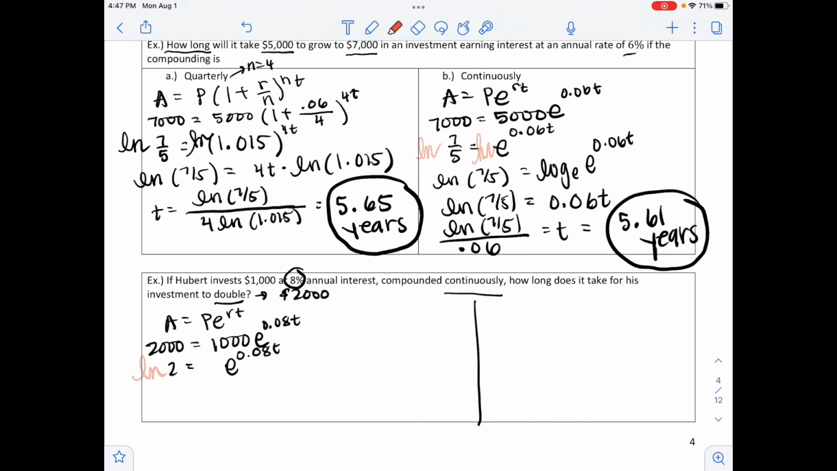Again, just like what we did before, taking the natural log on both sides to isolate that variable. We're going to have ln of 2 equals, and the right hand side is just going to be 0.08t, and then divide both sides by 0.08. We get t is equal to ln of 2 over 0.08.